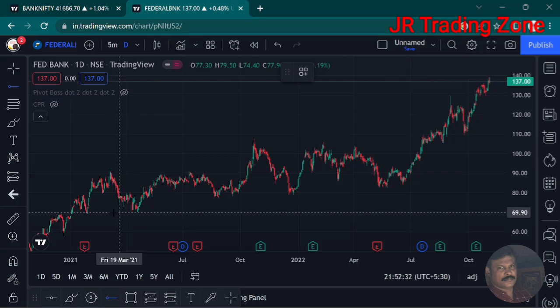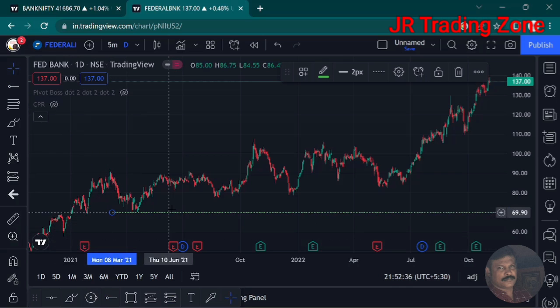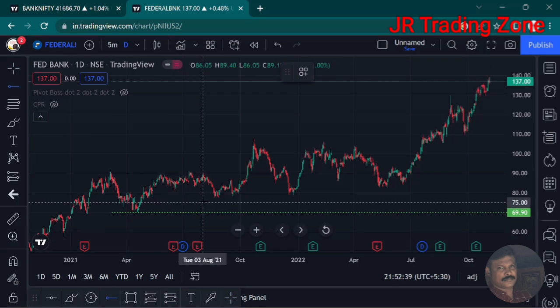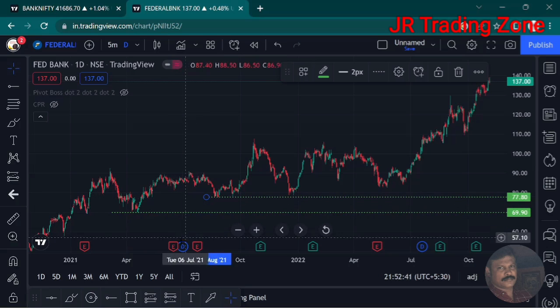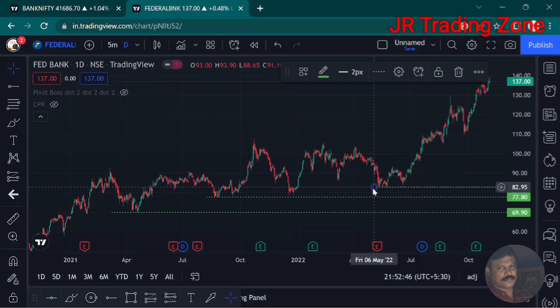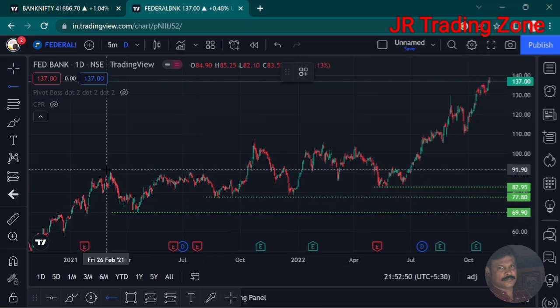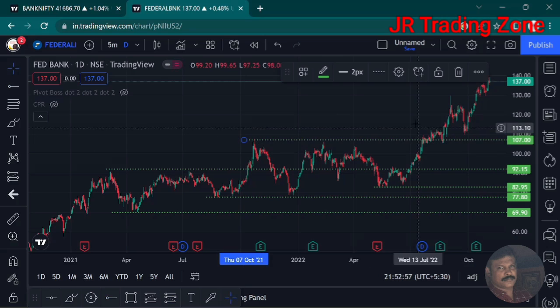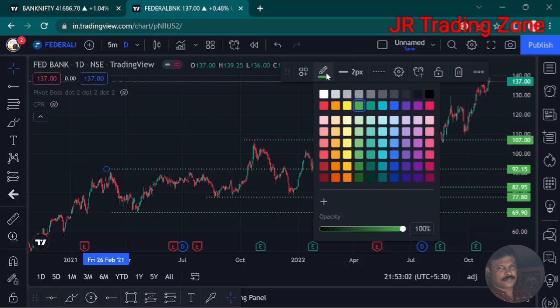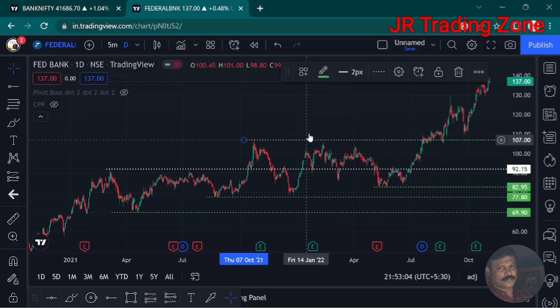See here, where will you draw the support? Here it's having a support. Here it's taking a support. Okay, these are all supports. Here it's having a support. Okay, now where can you draw the resistance lines? See, this is one resistance. This is the next resistance here. Fine. For the resistance, we should give a different color. Okay.